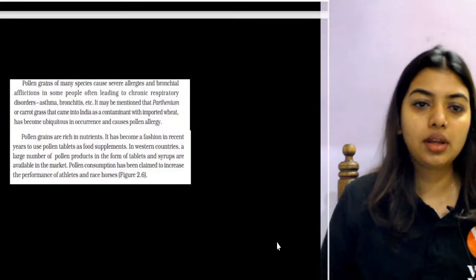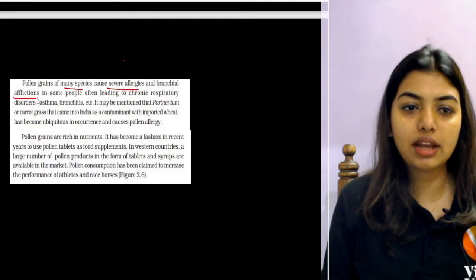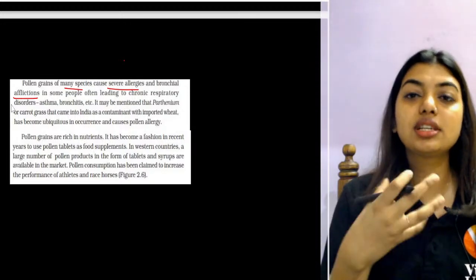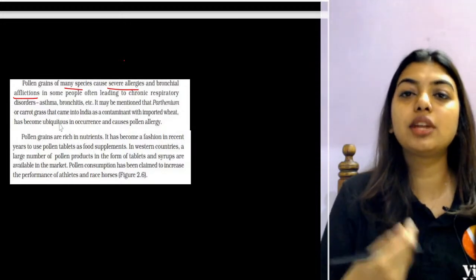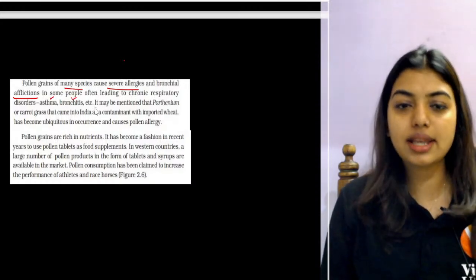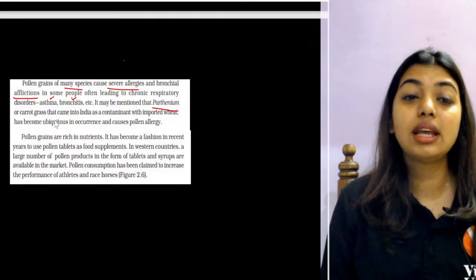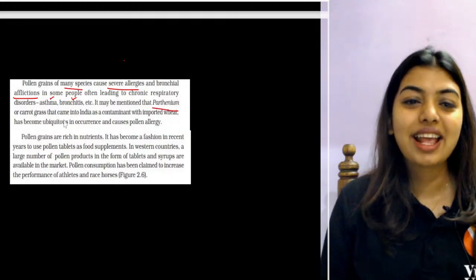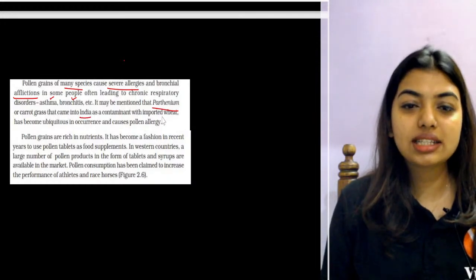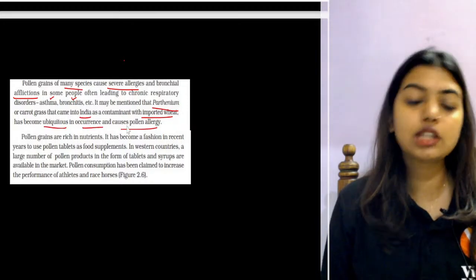Now, pollen grains of many species cause severe allergies and bronchial affliction. Bronchial affliction is the swelling in the bronchus, which leads to respiratory disorders. It can also cause asthma, bronchitis, etc. It may be mentioned that Parthenium or carrot grass, which came into India as a contaminant with imported wheat, has become ubiquitous in occurrence and causes pollen allergy.